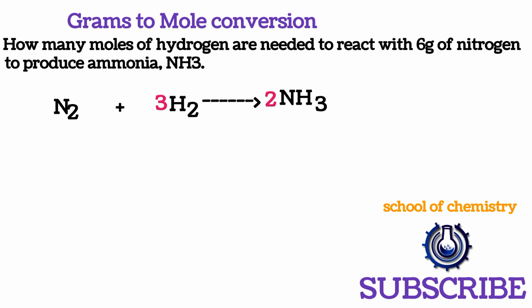So from the equation, we know that 28 grams of nitrogen, if you find the molar mass of nitrogen, 14 times 2 is 28, reacts with 3 moles of hydrogen. This implies that 6 grams will react with an unknown number of moles, which is X. So if you cross multiply, I have 28 times X equals 6 times 3. Divide through by 28 and make X the subject of the formula. So you're going to have 18 divided by 28, and X will be equal to 0.64 moles. Therefore, the number of moles will be 0.64 moles.